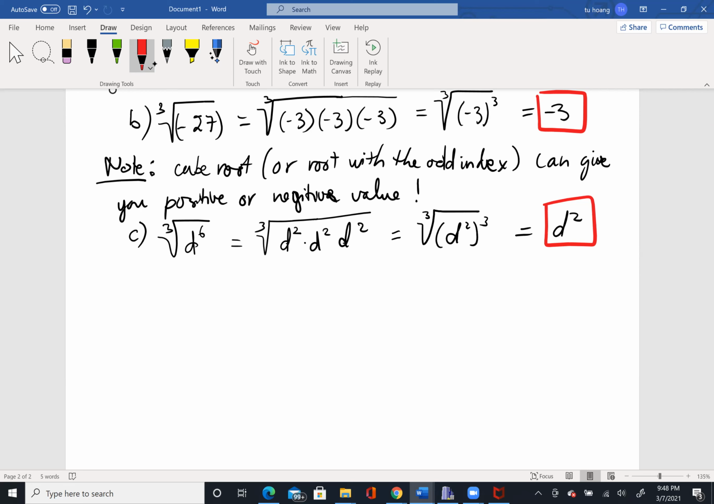And remember, that's for the odd index. I don't have to worry about the positive and negative value later.